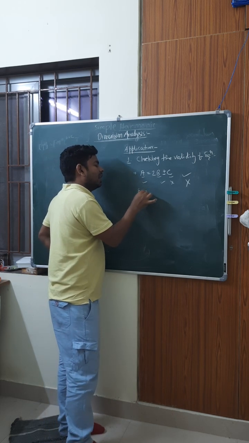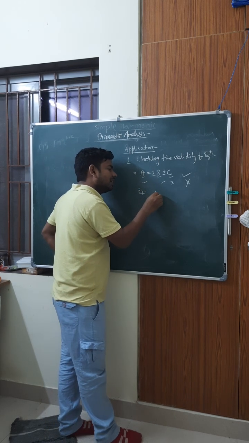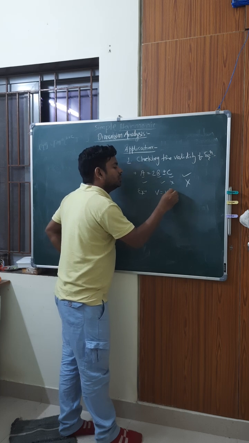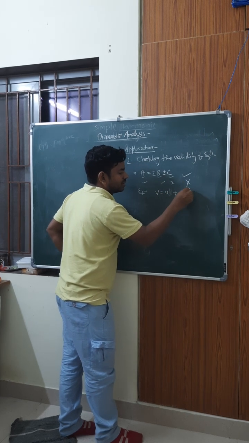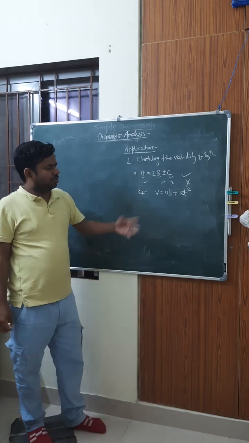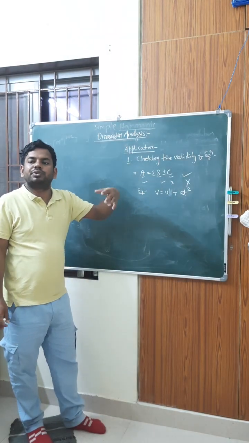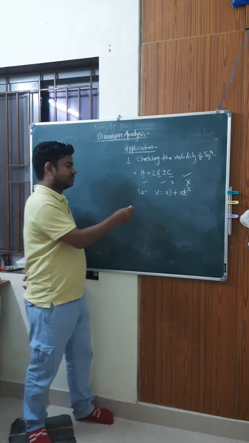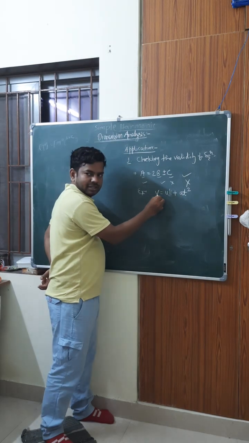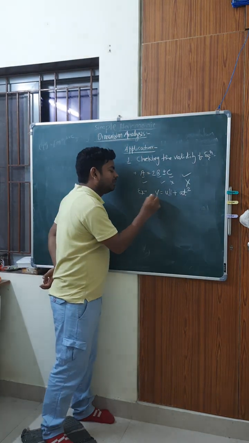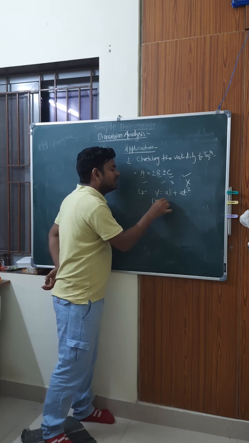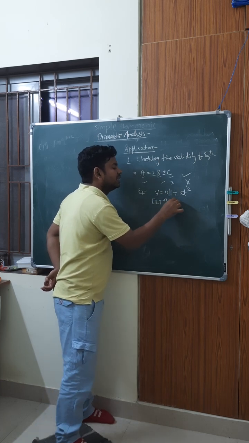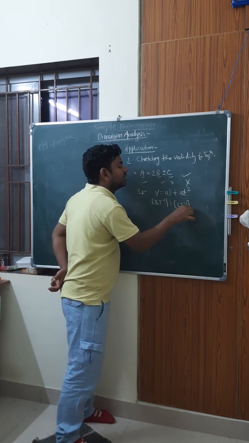I am writing an equation that V is equal to U plus AT square. So we know this is wrong. How will you say this is wrong? Watch here. V is velocity. Just a few times ago we calculated this. Velocity is meter per second, so LT minus 1. U is also velocity, it is LT minus 1.